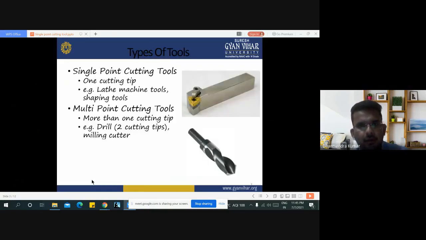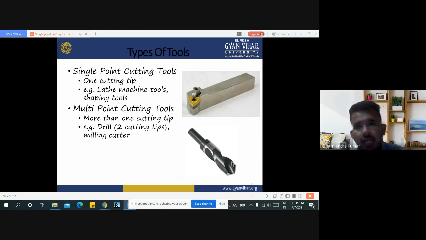These are the two types of cutting tool. One is represented here, the single point cutting tool, and another one is here, the multi-point cutting tool. This is a single point cutting tool and this is a multi-point tool, known as a drill bit. In a single point cutting tool, there is only one cutting edge, or there is the geometry of only one cutting edge on the single point cutting tool. And normally we use the single point cutting tool for various operations on a lathe machine.